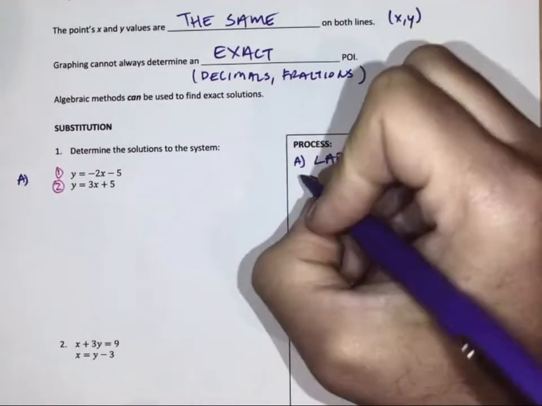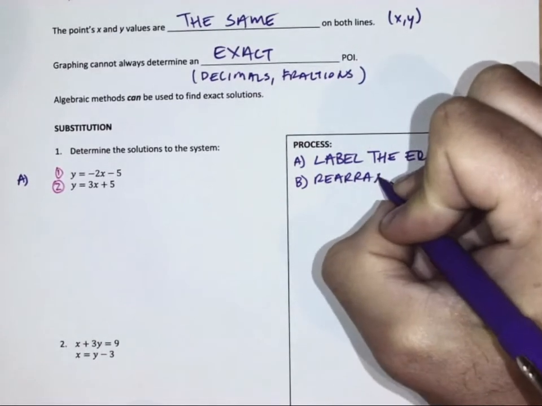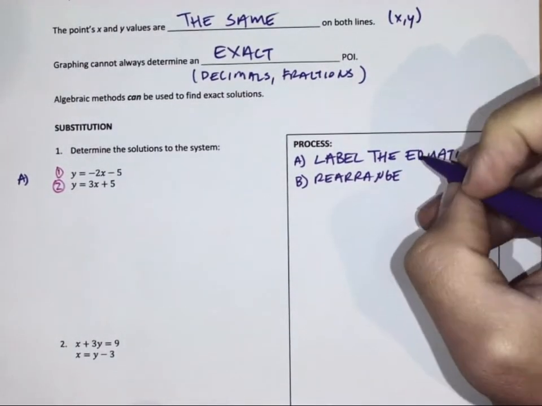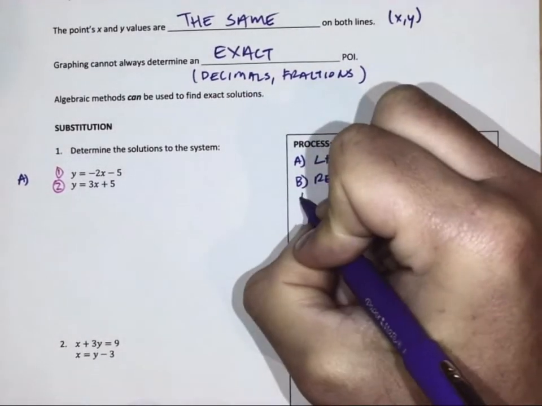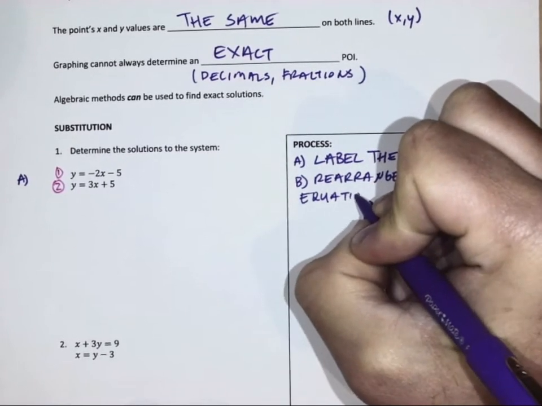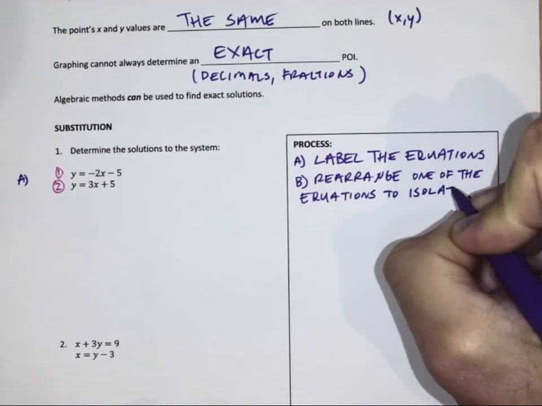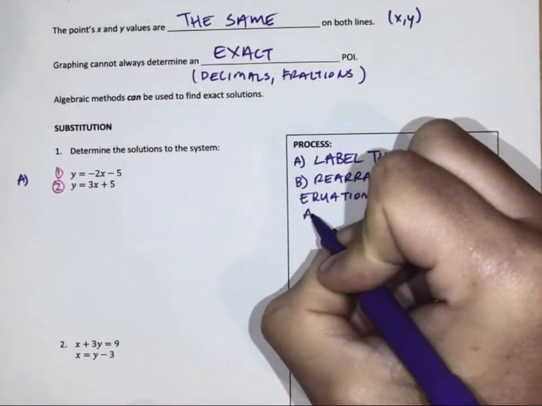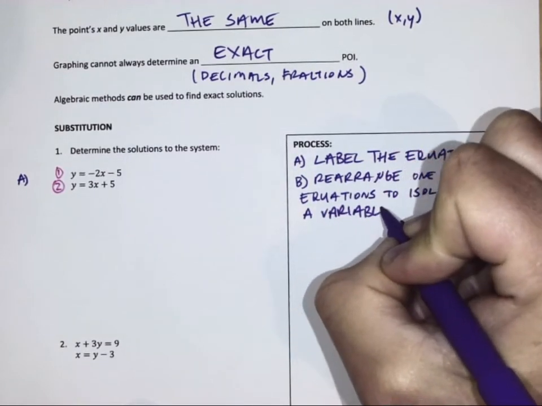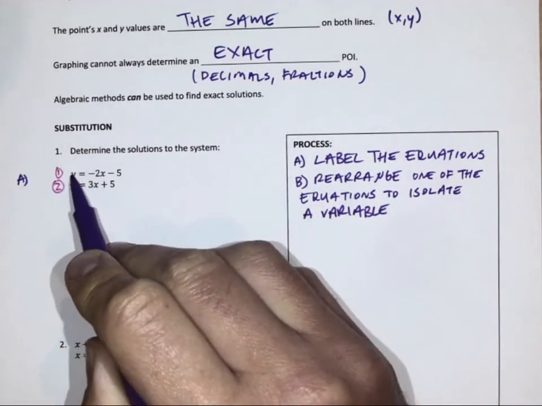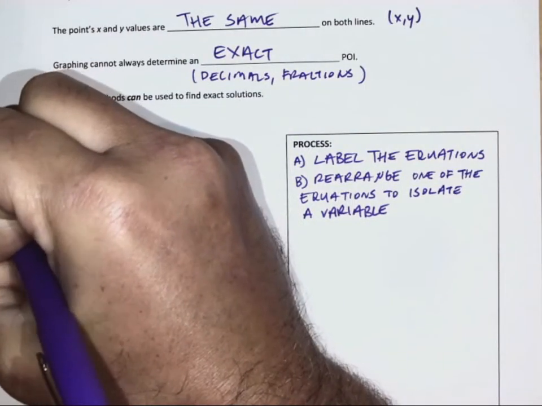Next, we're going to choose one of them and rearrange it to isolate one of the variables. Now that's already done for us. We already have y by itself in the first equation. We already have y by itself in the second equation. So really, that's already done.